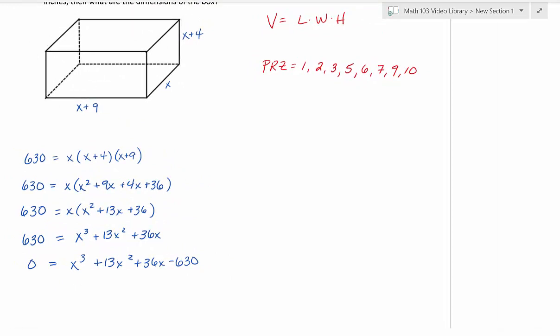I always start by checking 1. I do the shortcut of adding up the coefficients. So if I look at the coefficients of my positive term versus my negative term, when I add that up, I definitely do not get 0. So positive 1 is not going to be a 0. So that one's out. Let's check 2. Synthetically dividing 2 in.